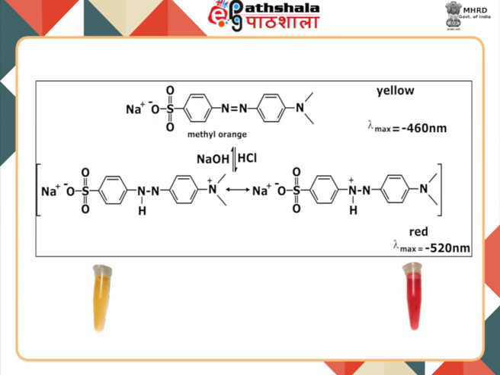In solutions that are more basic than pH 4.4, methyl orange exists almost entirely as the yellow negative ion. In solutions that are more acidic than pH 3.2, it is protonated to form a red dipolar ion, as you can see in the structure. So, thus methyl orange can be used as an indicator for titrations that have their endpoints in the pH range of 3.2 to 4.4. In higher concentrations in basic solution, methyl orange appears orange colored.